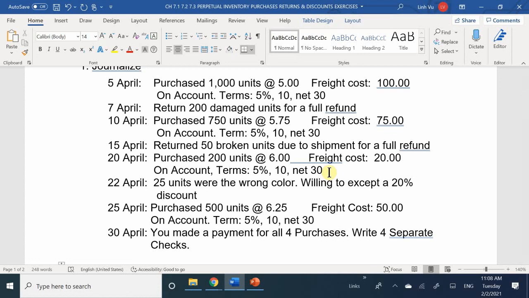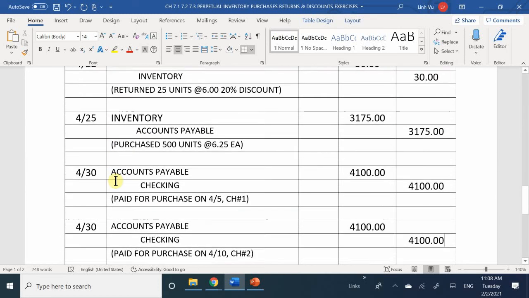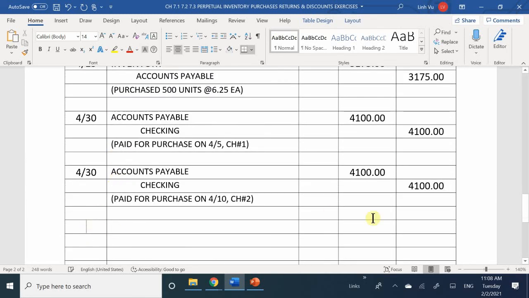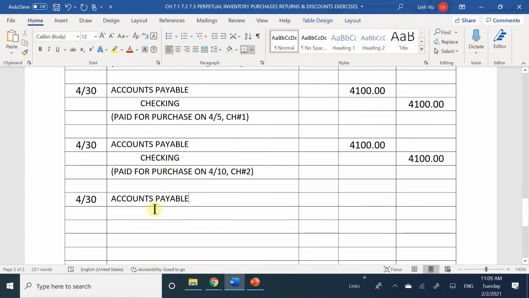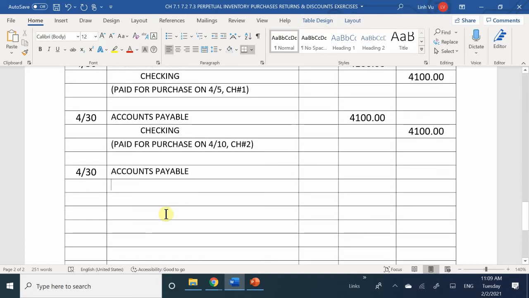So how am I going to journalize this one this time? Payable. Yes, we're going to do accounts payable. Okay. What else? We've got a discount. So what are you going to take that discount away from?